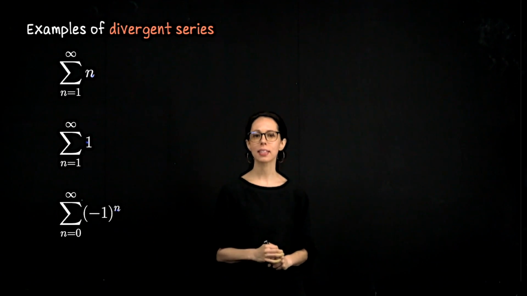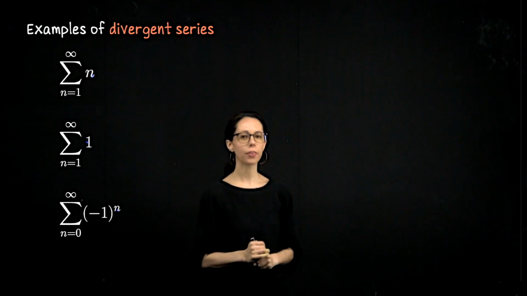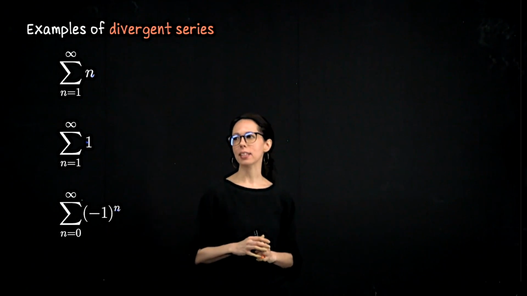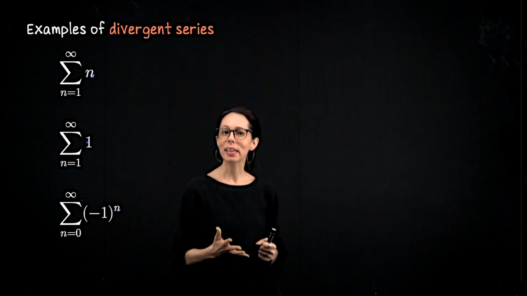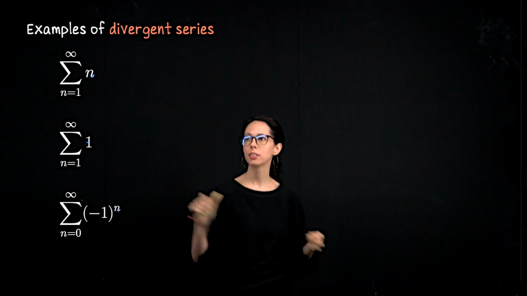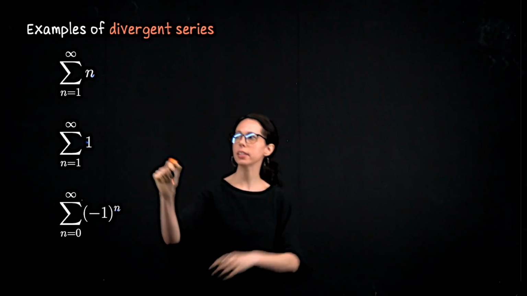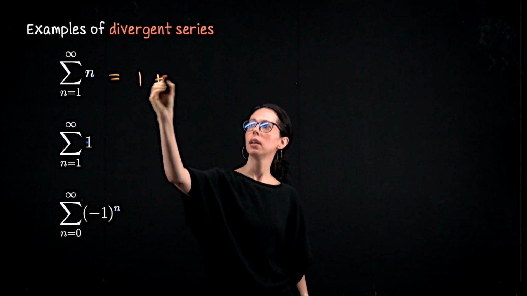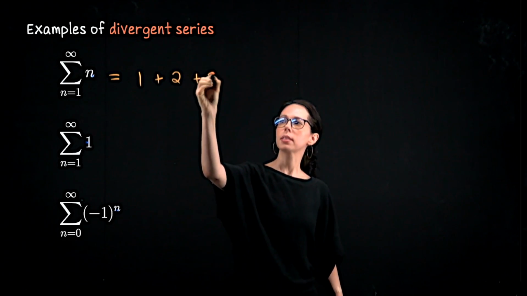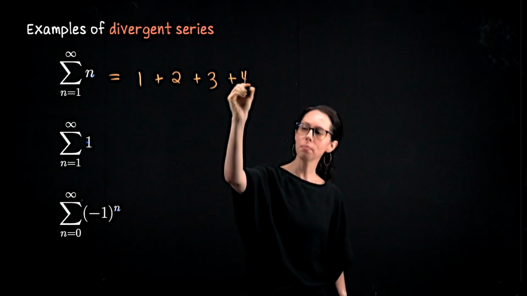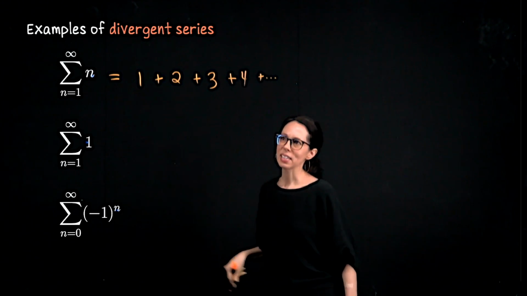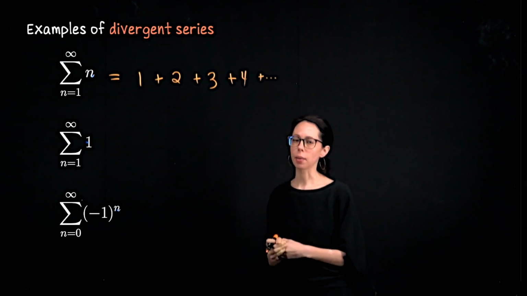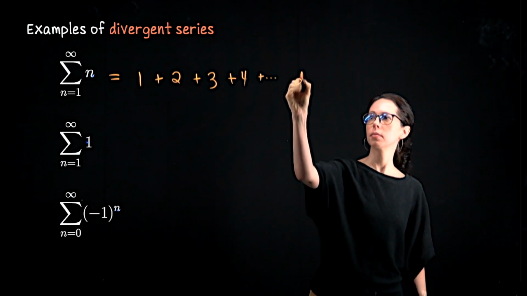Let's wrap up this lesson on series by looking at 3 examples of divergent series. So the first one is asking us to add up numbers of the form n from n equals 1 to infinity. So if I start to write out this just as an infinite series, if we expand this, it's going to look like 1, that's the first term, plus the second term, plus the third term, plus the fourth term. And this sum grows without bound. It does not add up to a finite number. So this series diverges.